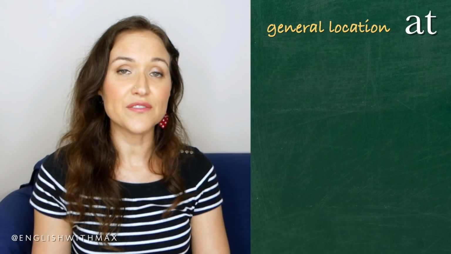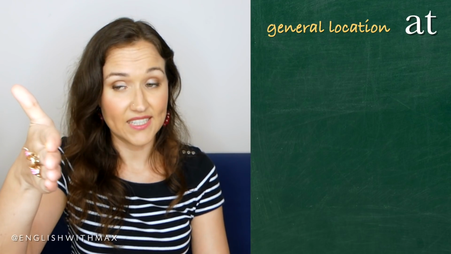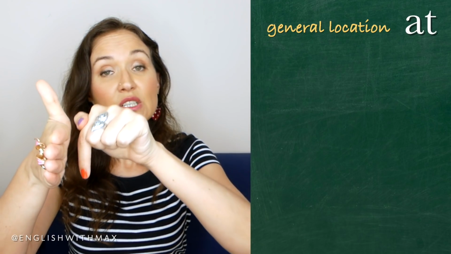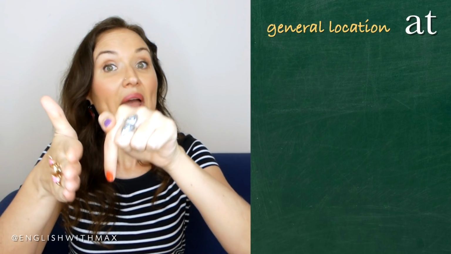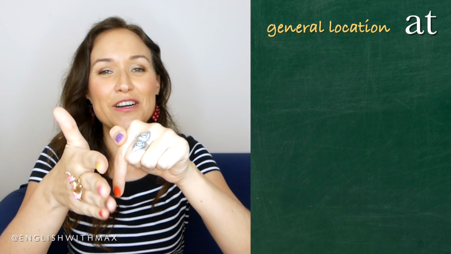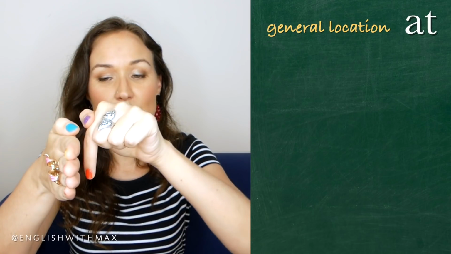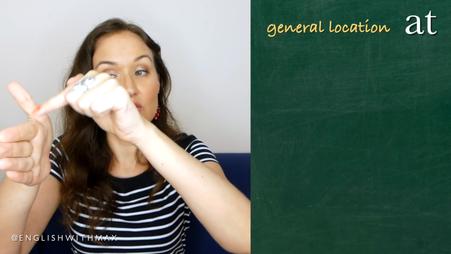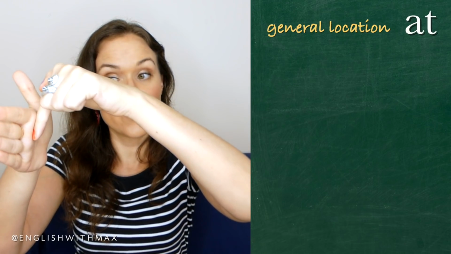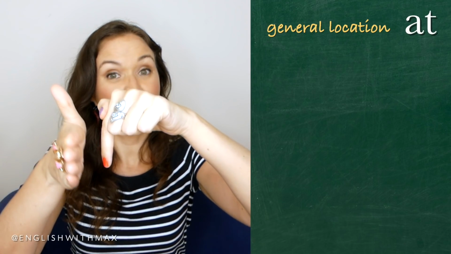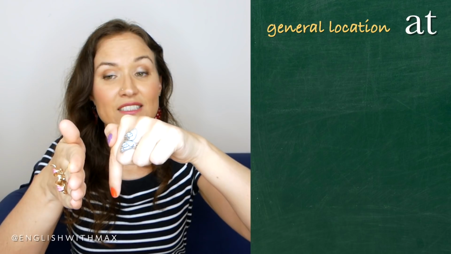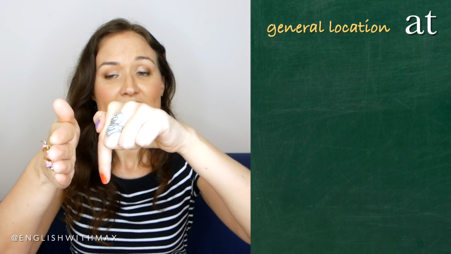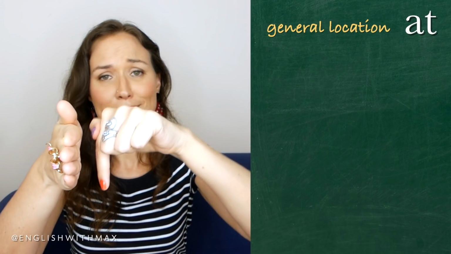For example, if this is the thing and this is you, you could say, I am at the thing. Imagine this is a fence. You could say, I am at the fence. You're not on the fence or in the fence. I don't think that's even possible. You are at the fence.